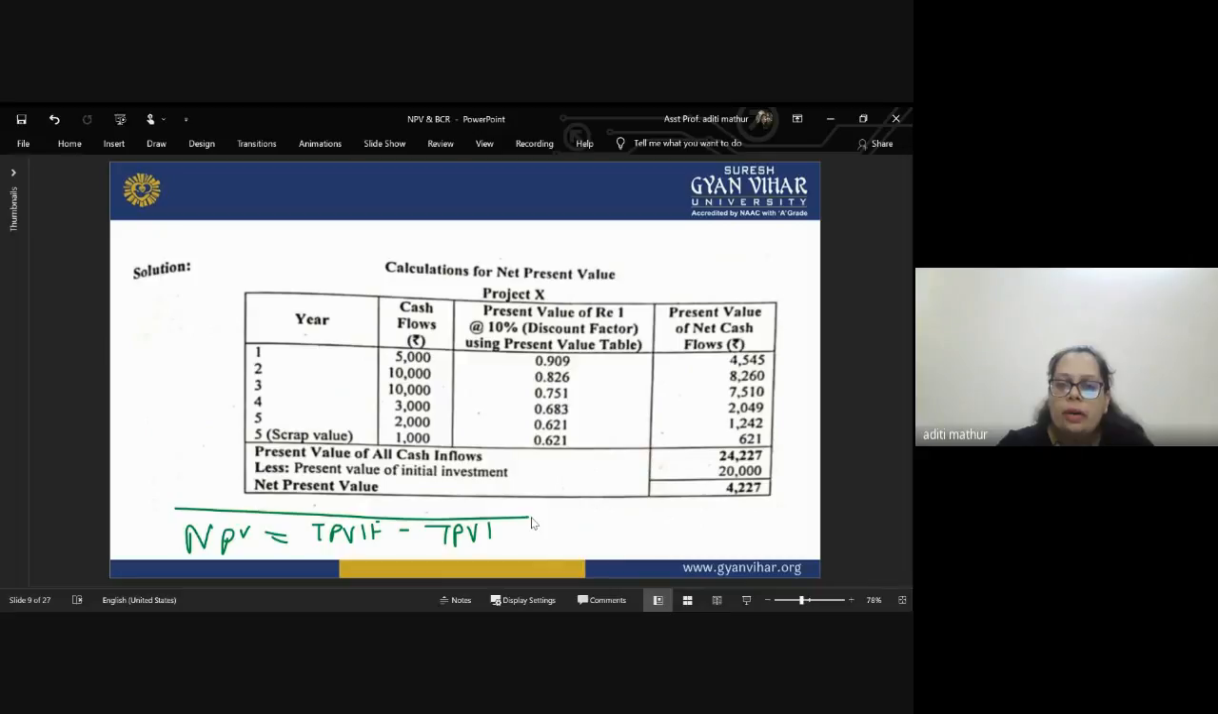So this is our formula. And now we will calculate the elements one by one. So first of all, we are going to calculate total present value of inflows, cash inflows. So for this, you will prepare a calculation for net present value table. We are doing it for project X.